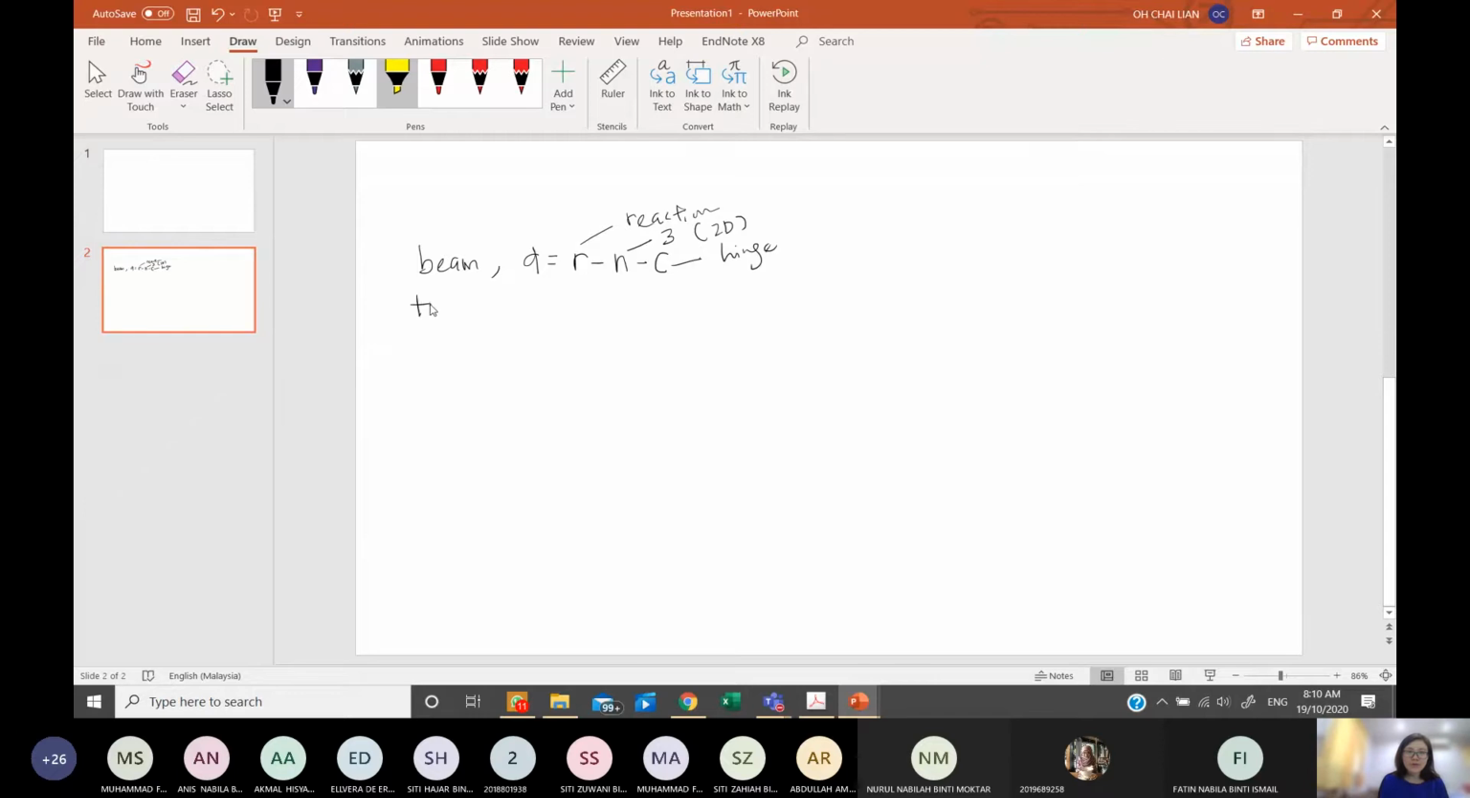And may I have the D equation for the truss? D equals M plus R minus 2J. Thank you. So M is the member, R is the reaction, and J is the joint.